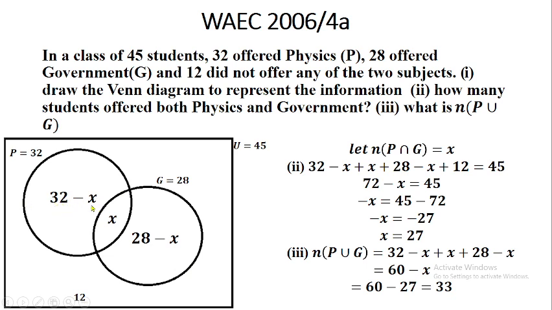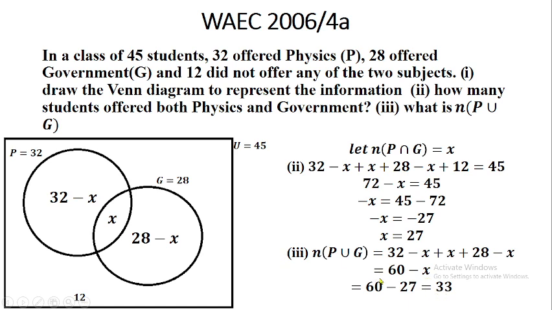32 minus 27 will give us 5. Then 5 plus 27 here will give us 32. Then 28 minus 27 here gives us 1. So 32 plus 1 gives us 33. And that's what you have here.